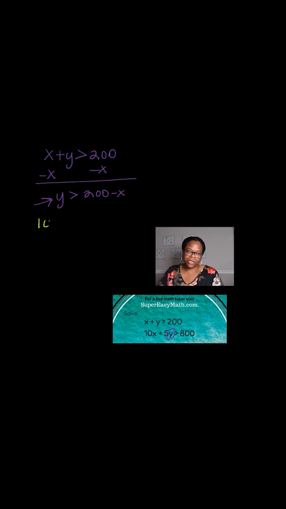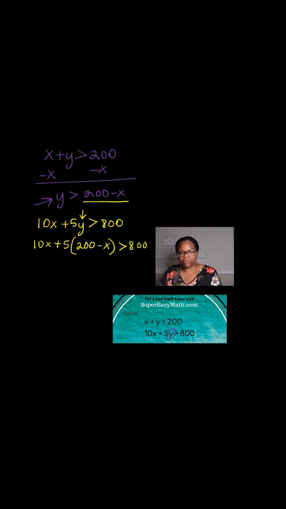So I'm going to start by rewriting the problem. 10x plus 5y is greater than 800. Now, instead of writing the y, I'm going to write this in. So I have 10x plus 5, 200 minus x, close my parentheses, is greater than 800.